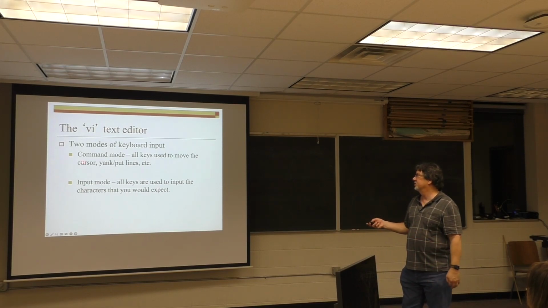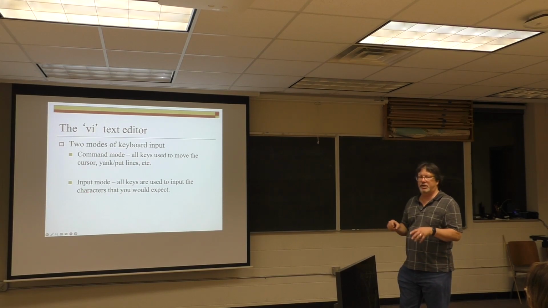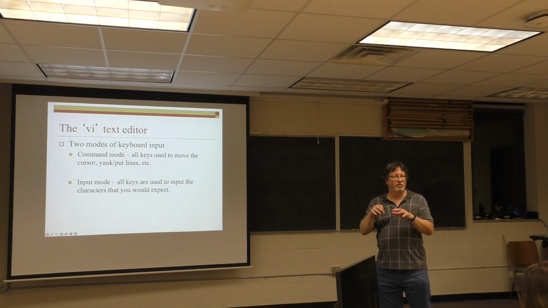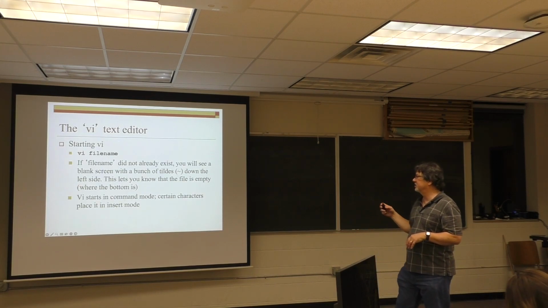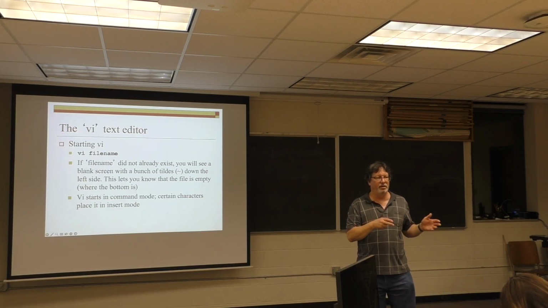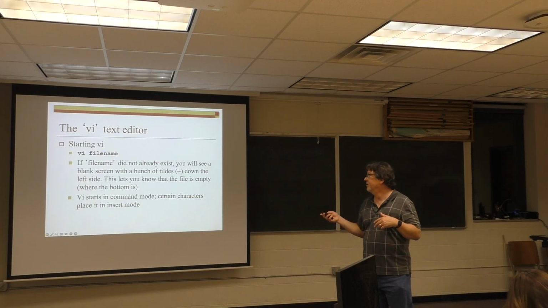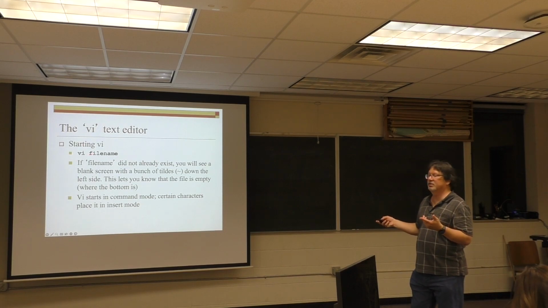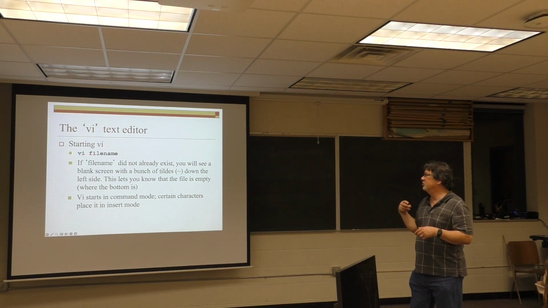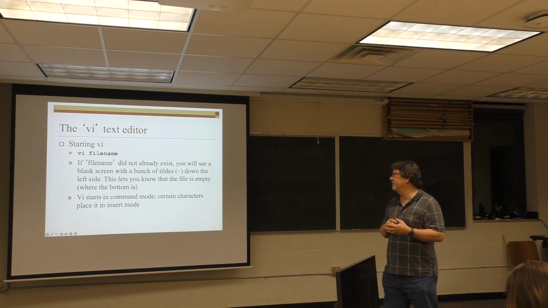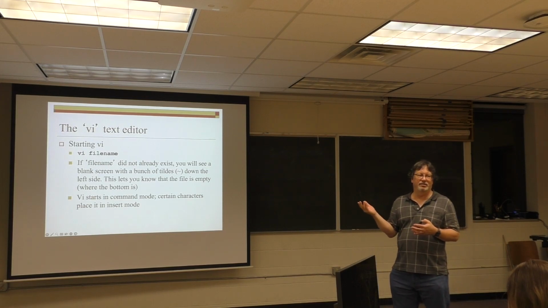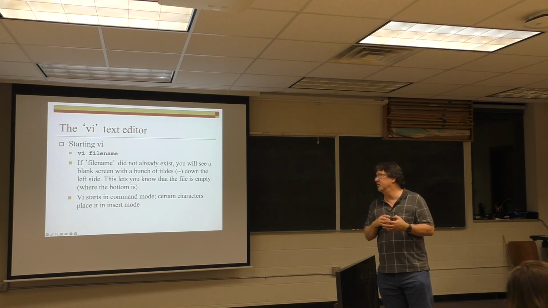So in this command mode, all the commands are used to do things. In input mode, all the keys just input what you'd expect, like you're just typing along. There are certain commands that you use to switch between insert and command mode. To start VI, you just type VI and then a file name. Usually on Unix, it's running actually VIM, which is an improved version. It has additional things that the original VI didn't have. Kind of like TCSH is to CSH, it's like an enhanced version of the original.